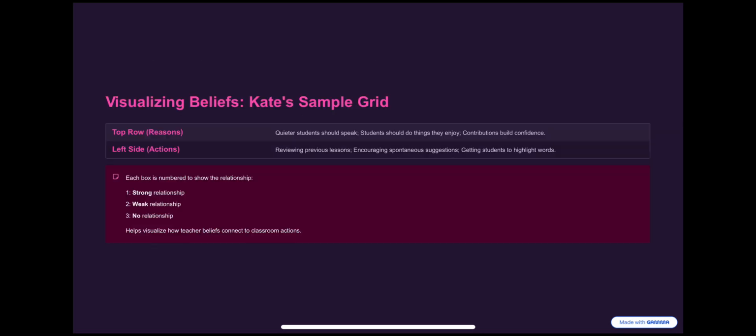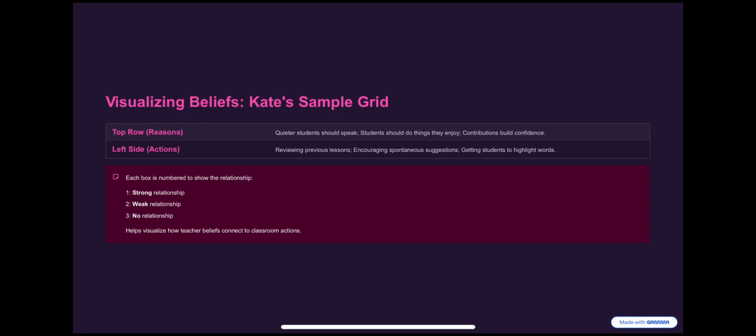Now, in the book, if you will see it, we see a sample grid called Kate's grid. Across the top row, we have the teacher's reasons for actions, like quieter students should have a chance to speak, and students should do things they enjoy, and students' contributions help build confidence, and so on. And on the left side, we have the teacher's classroom actions like reviewing previous lessons, encouraging spontaneous suggestions, getting students to highlight words, and more. So each box in the grid is given a number.